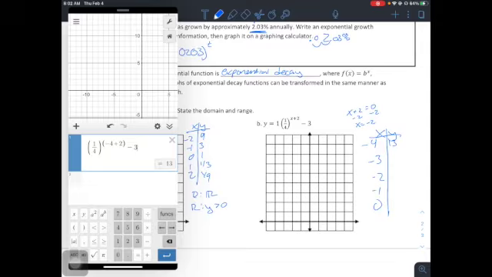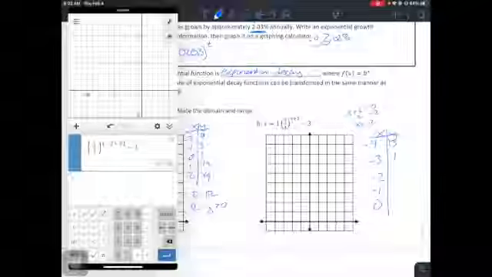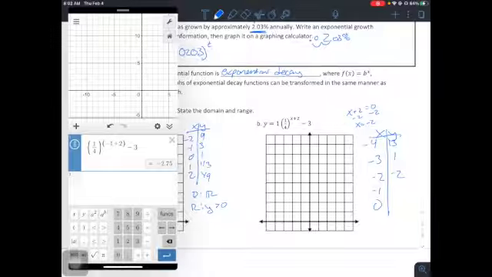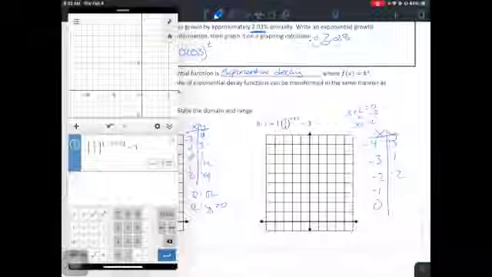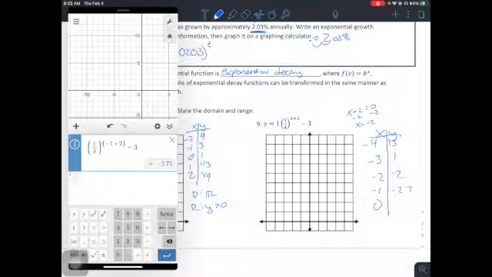1/4 to the -3 plus 2 power, minus 3 is 1. 1/4 to the -2 plus 2 power, minus 3 is -2. 1/4 to -1 plus 2 power, minus 3 is -2.75. 1/4 to the 0 plus 2 power, minus 3, is -2.9375.